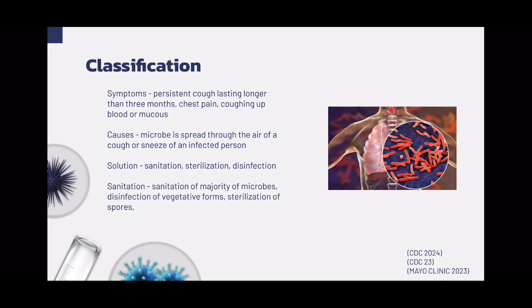A solution is sanitation, sterilization, and disinfection. Sanitation is majority of microbes being killed. Disinfection is vegetative forms being taken away, so killing its main food source. And sterilization of spores, meaning that we are cleaning the area where the microbe love to live. So by making a clean state, we are able to take out the bad bacteria and the bad microbes in our environment and replace them with good ones.